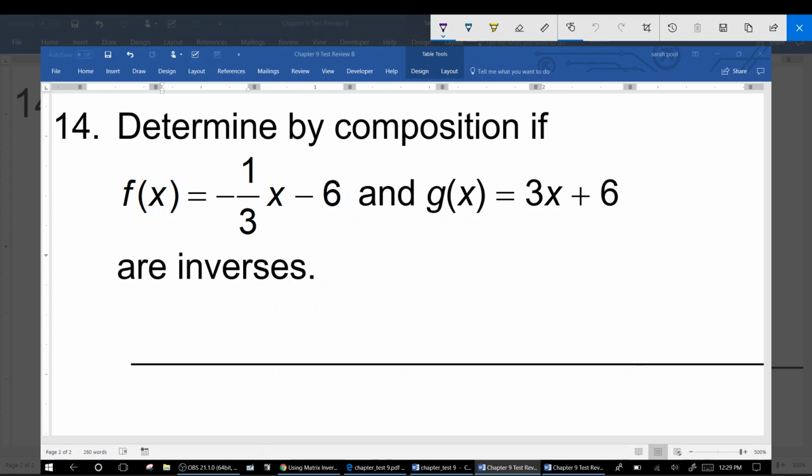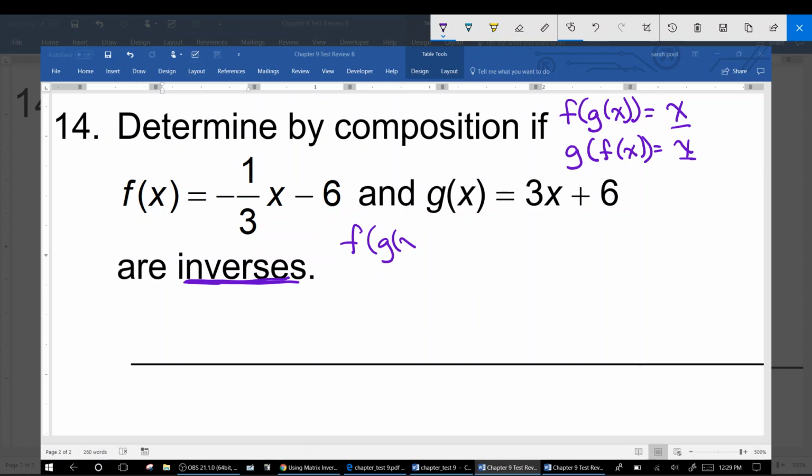So what that means is to find out if they are inverses, what we're going to do is say, okay, f of g of x, and if that equals x, and g of f of x equals x. So if both of those equal x, then they are inverses. If they don't both equal x, then they are not inverses. So let's do the first one. Let's do f of g of x.